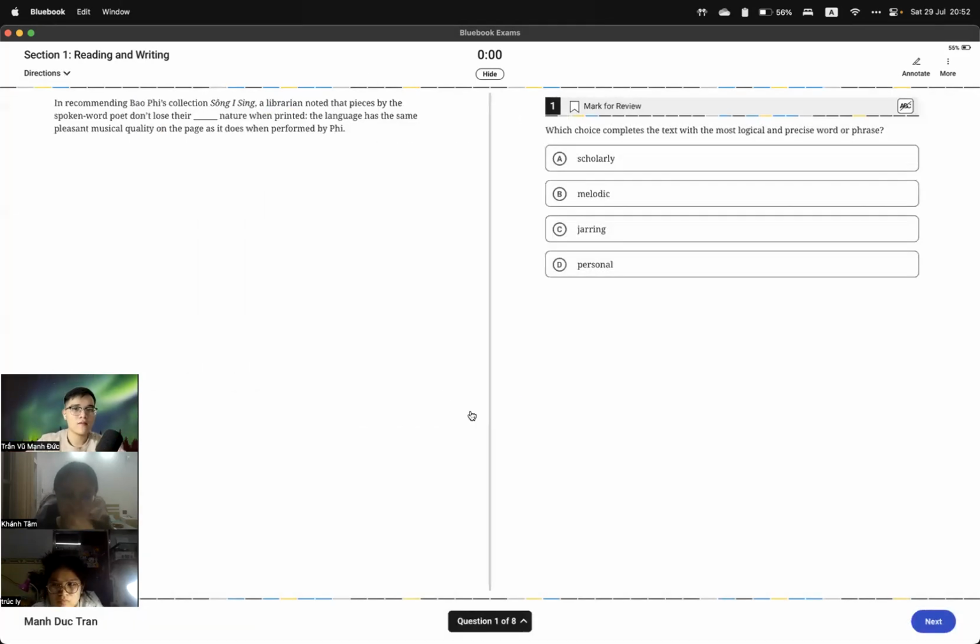Firstly, let's go to the very first section, reading and writing. This is how you're going to see the SAT. Look at these lines. You can see that these are your ID. So don't do anything that's illegal or not permitted on the SAT, because they would be able to track you down very easily.